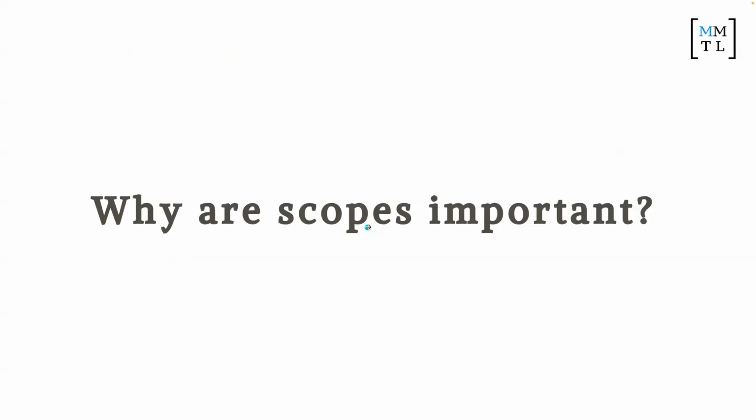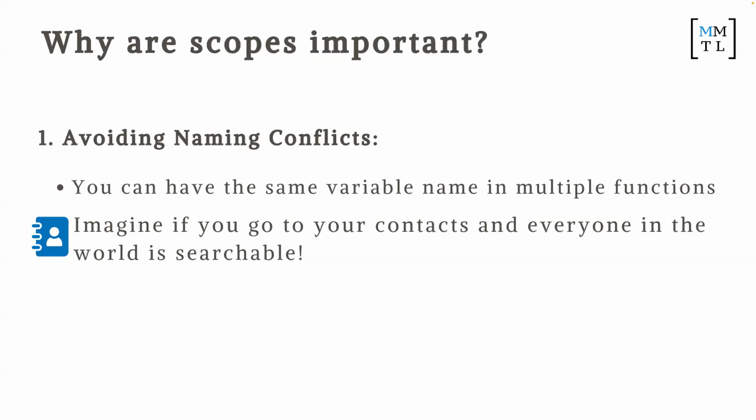Great. So why is scope so important? We already talked about this before. Avoiding naming conflicts. Like if you have the same variable name in multiple functions, that's fine. Imagine if you go to your contacts and everyone in the world is searchable. That's ridiculous, right? And very creepy as well. So basically it allows you to define parts of the function where different variables are accessible.